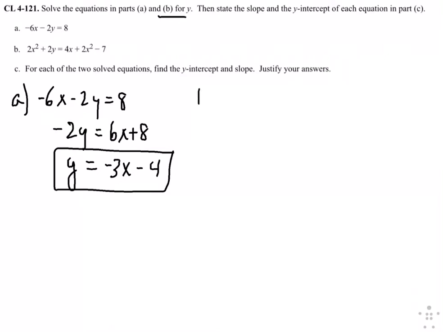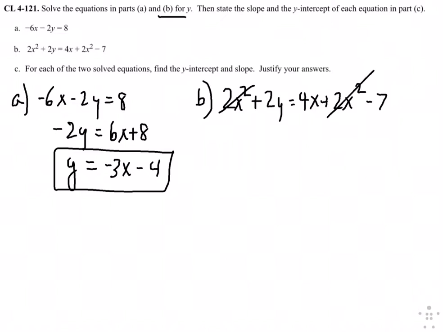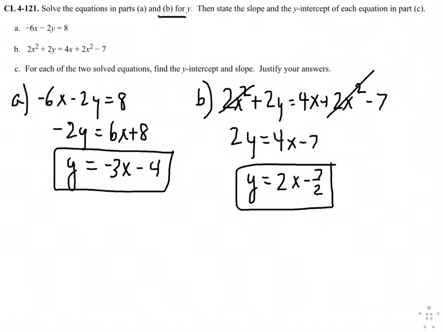For b, let's do that here. I have 2x squared plus 2y equals 4x plus 2x squared minus 7. Okay, we subtract 2x squared from both sides, right? So they go away. So now I have 2y equals 4x minus 7, and I divide by 2, and I get y equals 2x minus 7 halves.